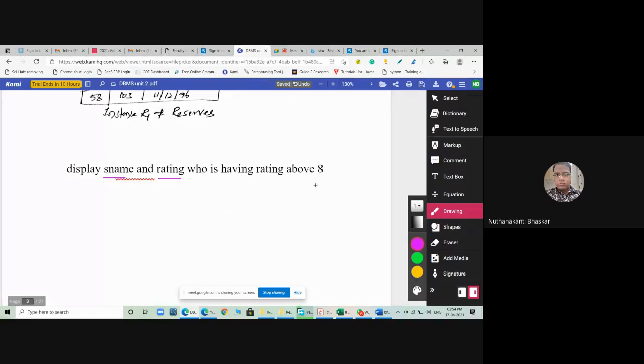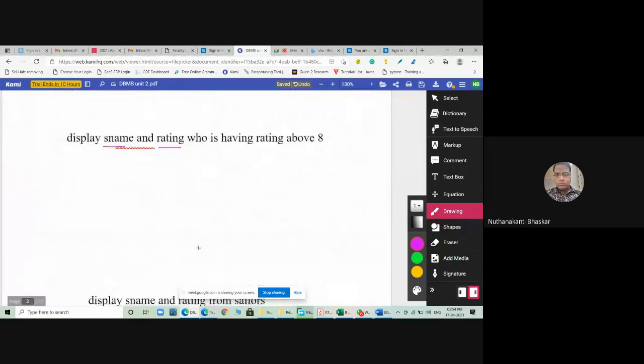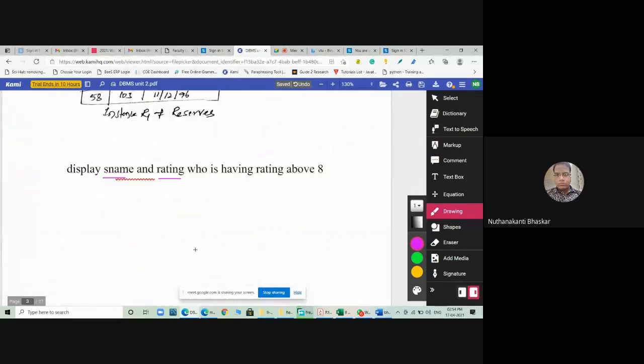Here two conditions are there. One is that we have to display only particular columns, along with that I want to verify the condition also: the rating above 8. Understood now?